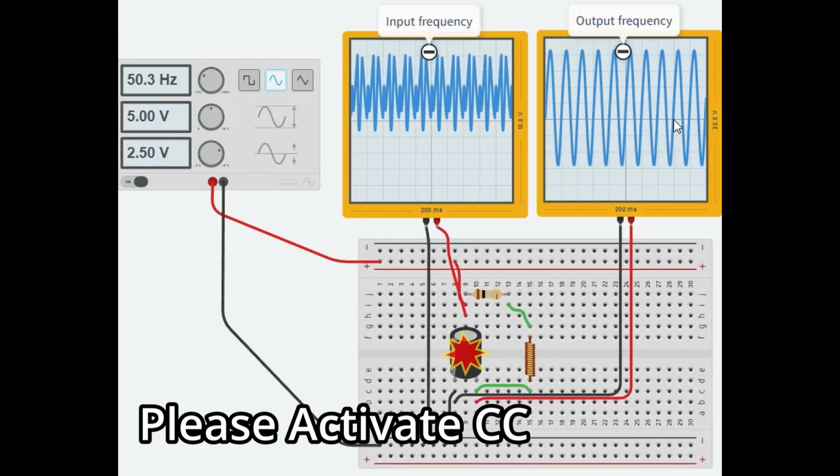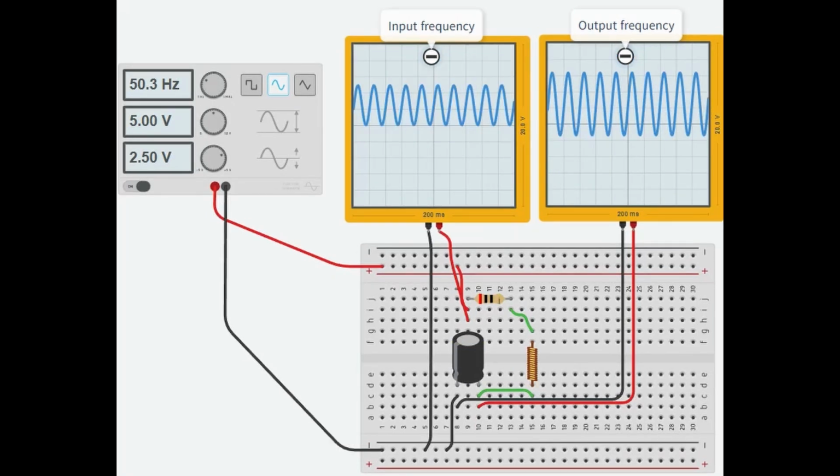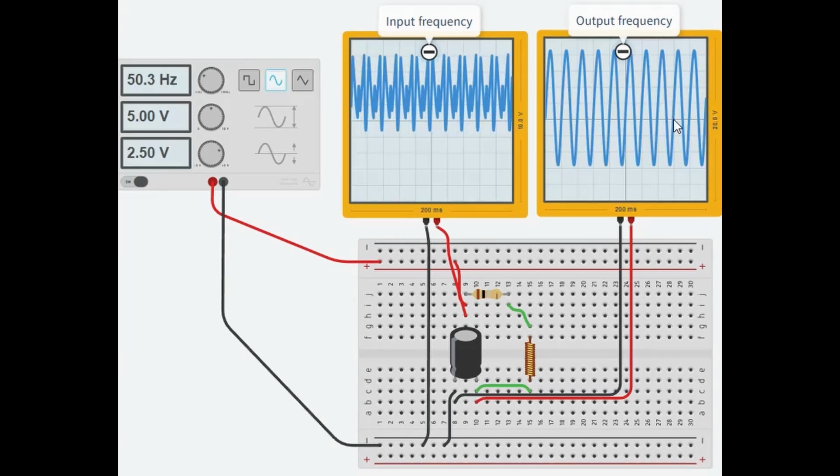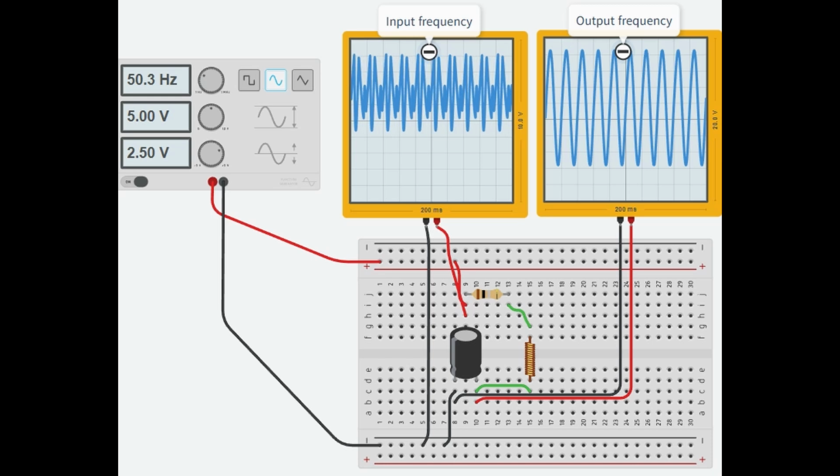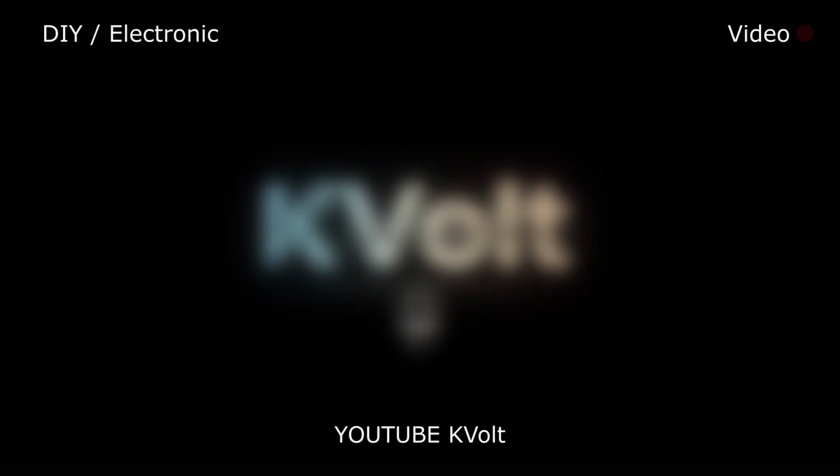Every object has its own rhythm. We call this the natural frequency. What happens if the rhythm of an external force matches the object's natural frequency? In this video, we will learn about resonant frequency.